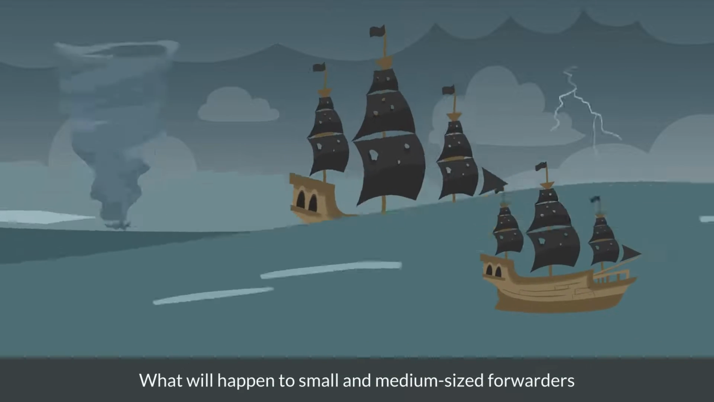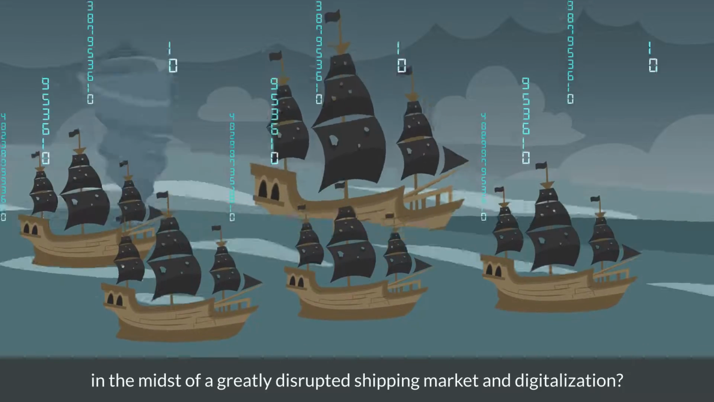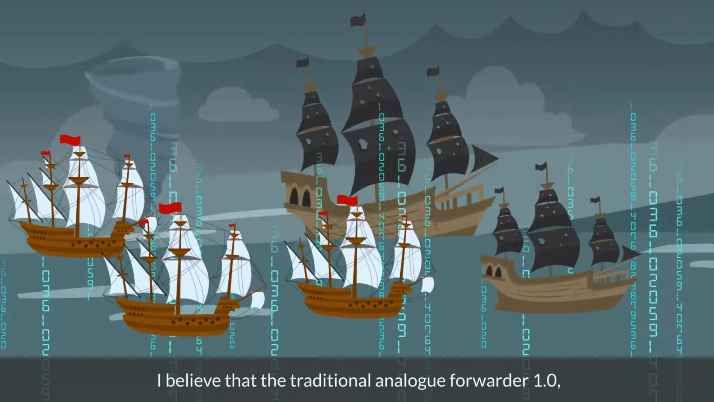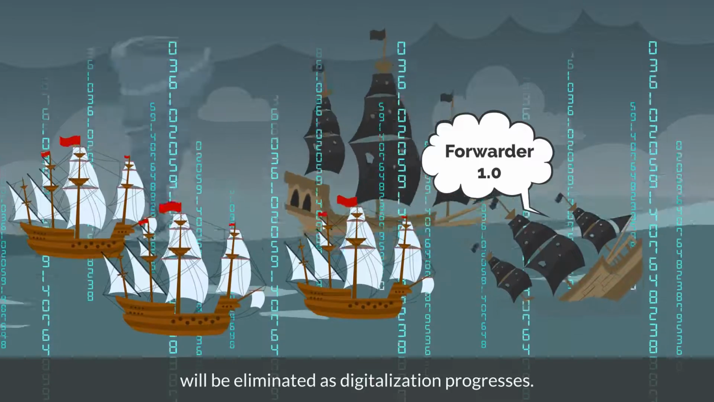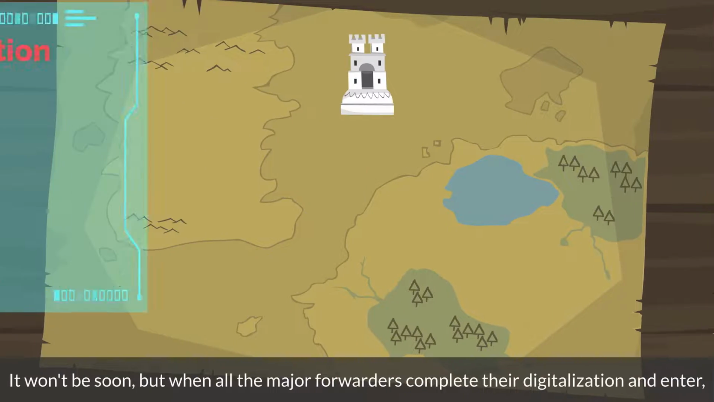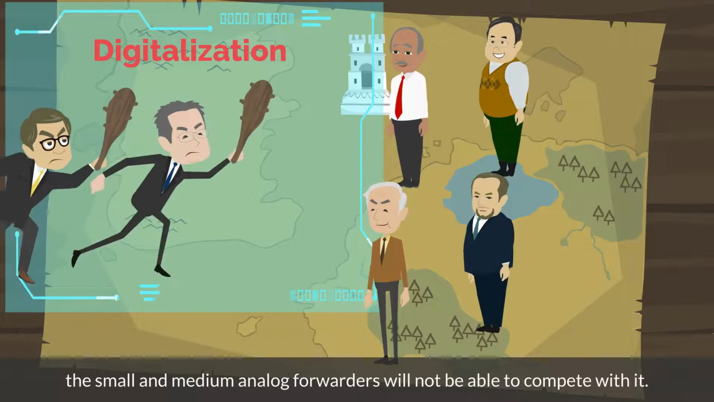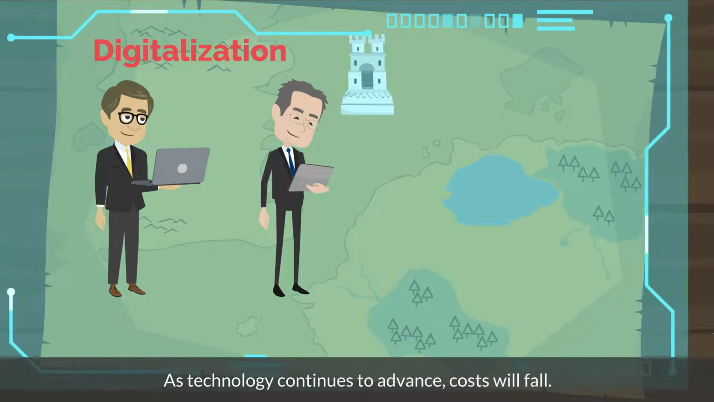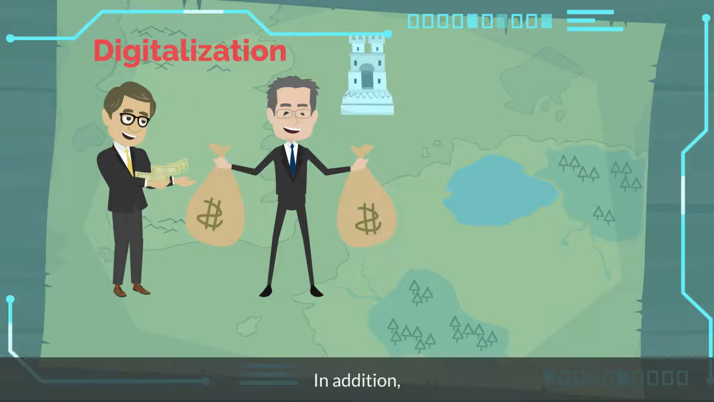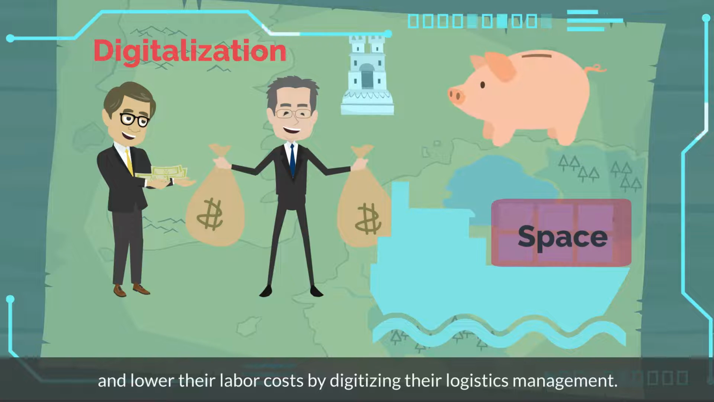What will happen to small and medium-sized forwarders in the midst of a greatly disrupted shipping market and digitalization? I believe that the traditional analog Forwarder 1.0, which deals only with ocean and air transport, will be eliminated as digitalization progresses. It won't be soon, but when all the major forwarders complete their digitalization and enter, the small and medium analog forwarders will not be able to compete with them. As technology continues to advance, costs will fall. In addition, the big companies will be able to secure space with their strong purchasing power, and lower their labor costs by digitizing their logistics management.